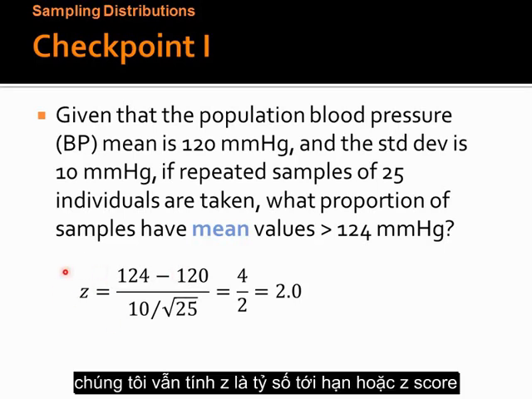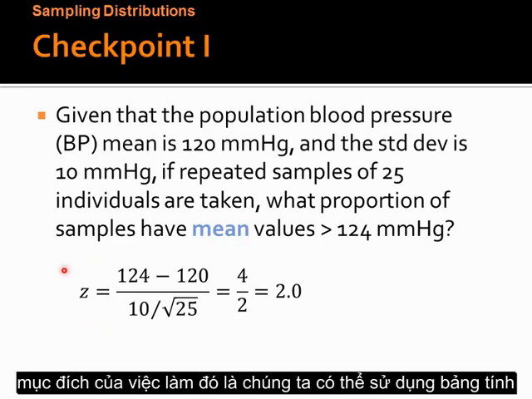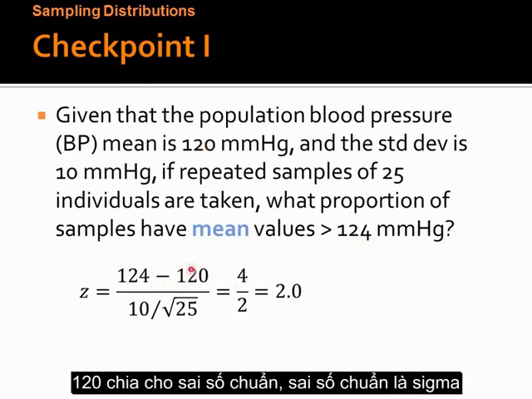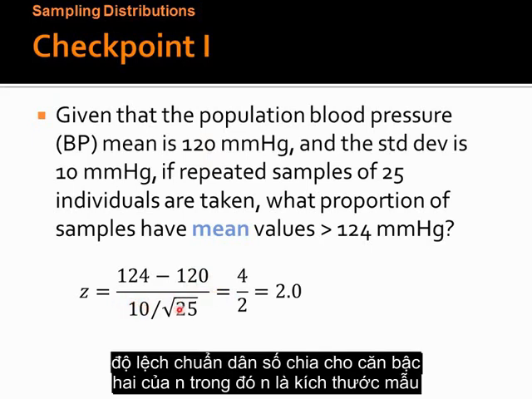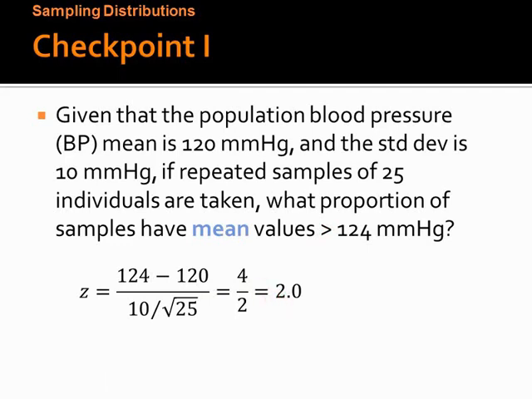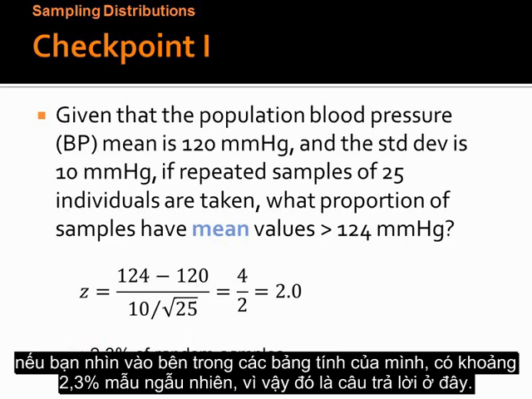We still calculate the critical ratio, or the z-score, so that we can use the log tables. So we have x bar here is 124, minus mu, the mean, 120, divided by the standard error. Standard error is sigma, the population standard deviation, divided by the square root of n, where n is the sample size. Work all that out, you get a z of 2.0. We're asking for greater than, so that's z greater than 2.0. If you look inside your log tables, that should be about 2.3% of random samples. So that's your answer here.